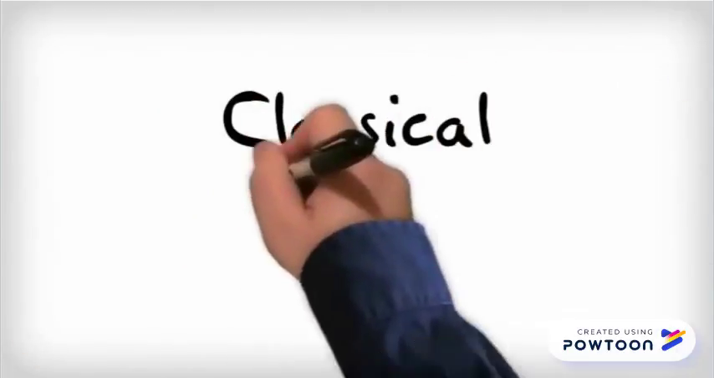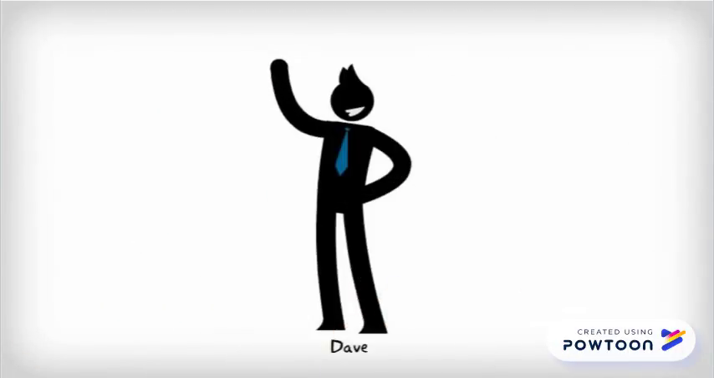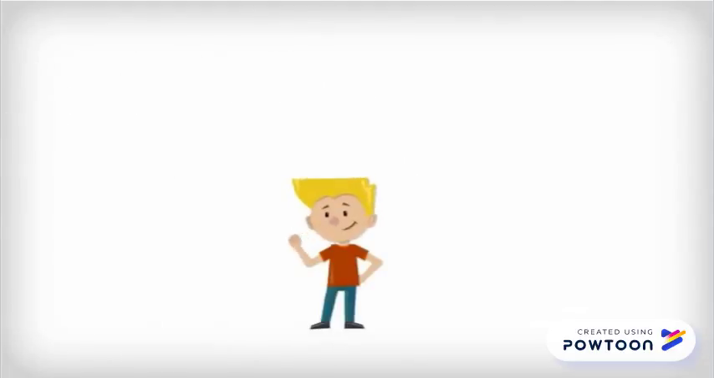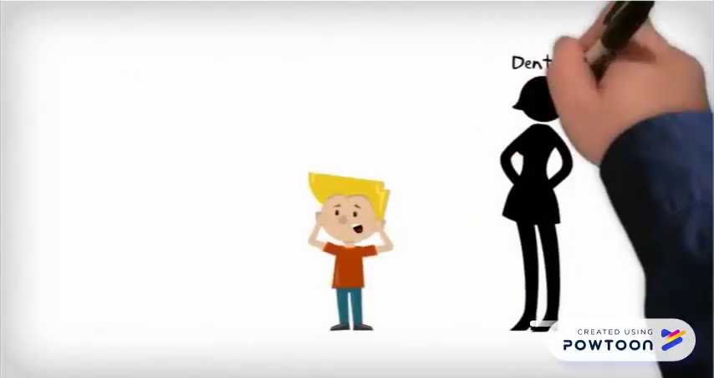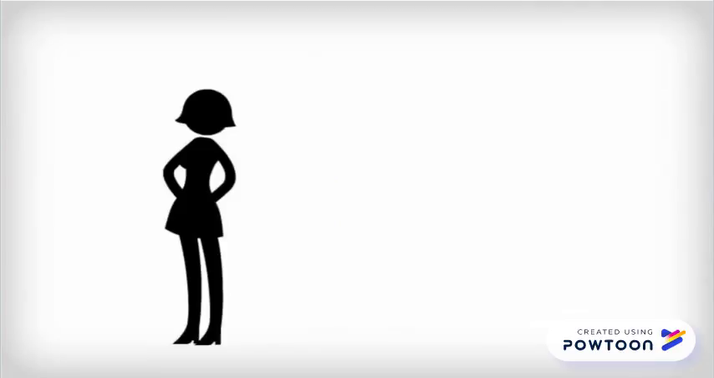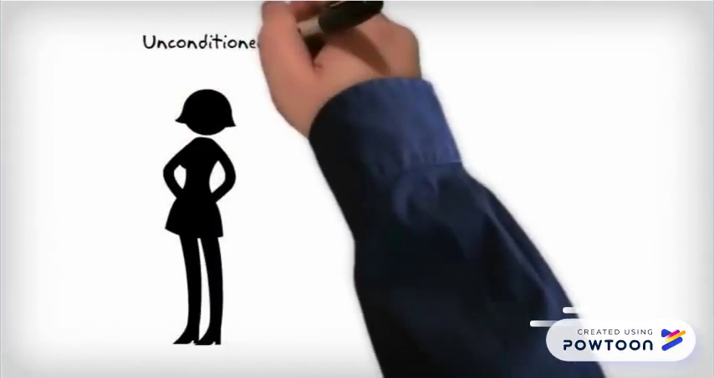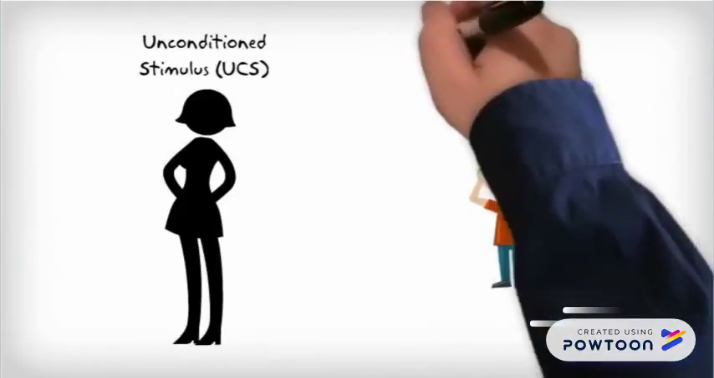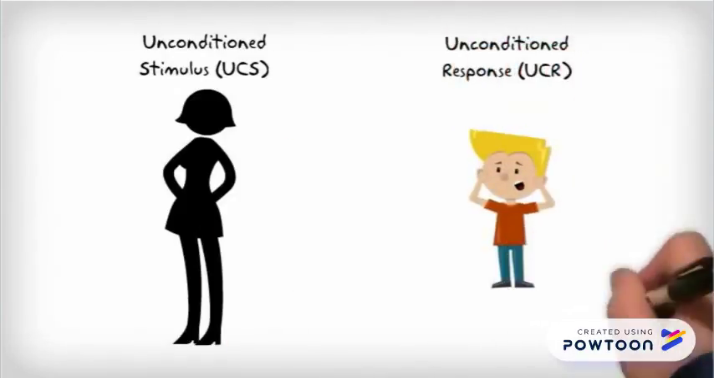Today we're going to learn about classical conditioning. This is Dave. Hi, Dave. When Dave was little, Dave went to the dentist to get a filling, and the filling caused Dave a lot of pain. Poor Dave. In this situation, the dentist is the unconditioned stimulus because she caused Dave pain, and the pain that Dave felt is the unconditioned response.